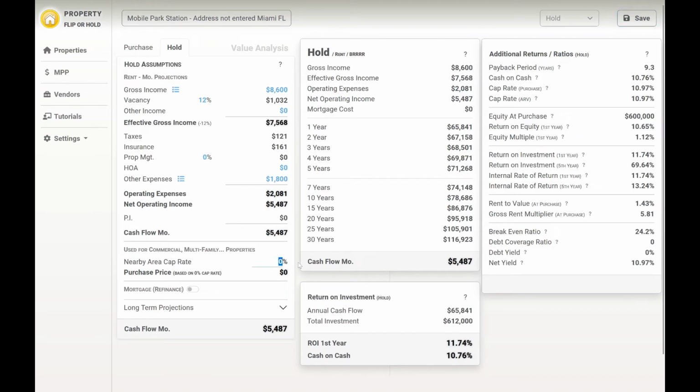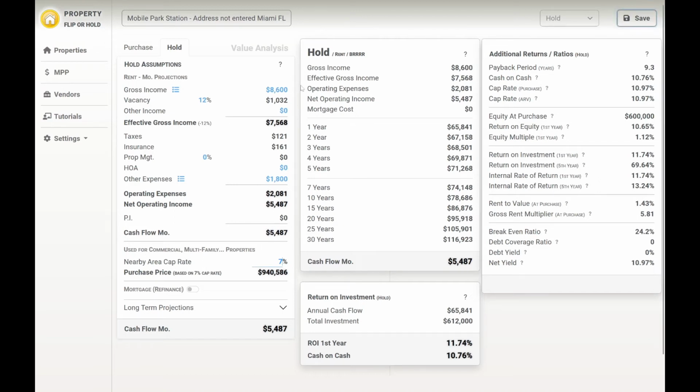Let's also take a look at the nearby area cap rate. And this area is about 7%, which puts the value at about $940,000. That's just a rough estimate of what the value could be by using the cap rate method. And of course, in this scenario, we're just using a cash purchase scenario. We're not looking at financing. We'll look at that in another video when we want to use financing.